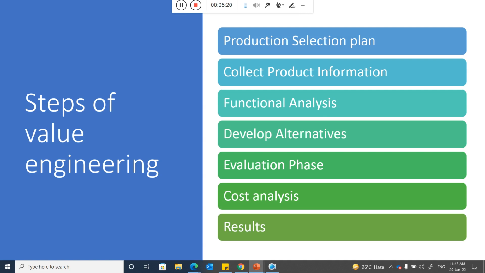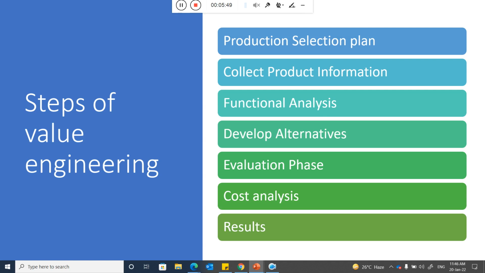First, what is the manufacturing process and what is the production selection plan of that particular product and that particular element. Then collect all the information, material and the cost related to that existing thing. Then do the function analysis: what is the function of that particular product. Then go for the alternatives, use the brainstorming process and find many alternatives for that particular function.